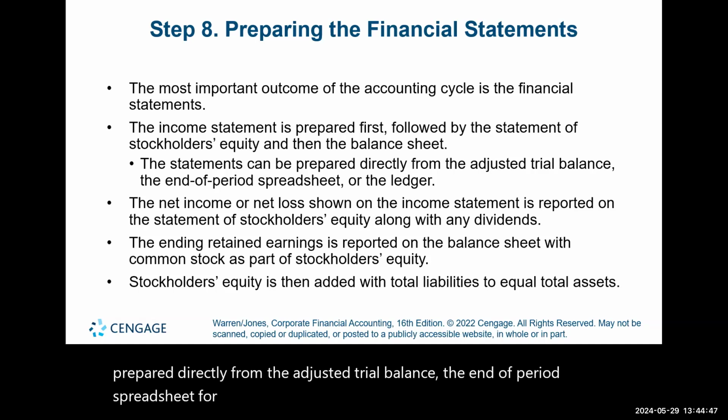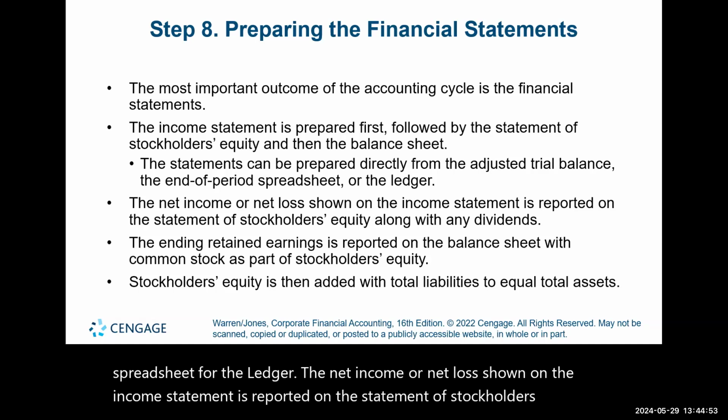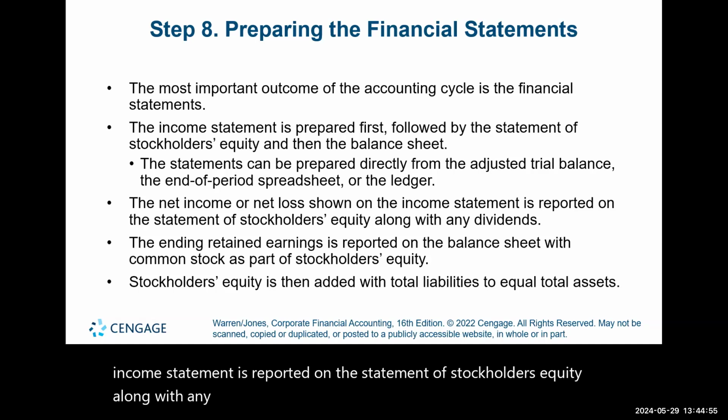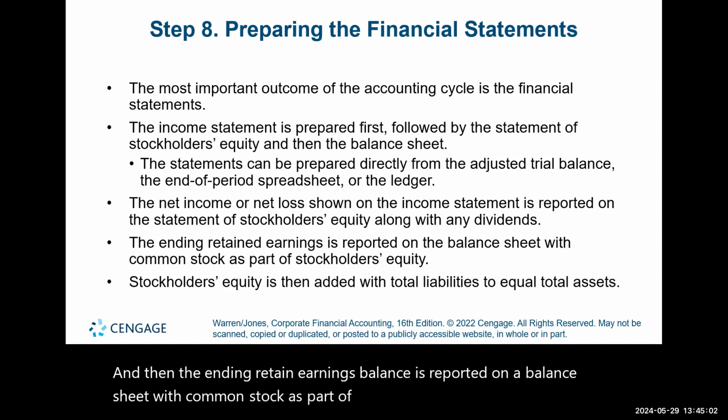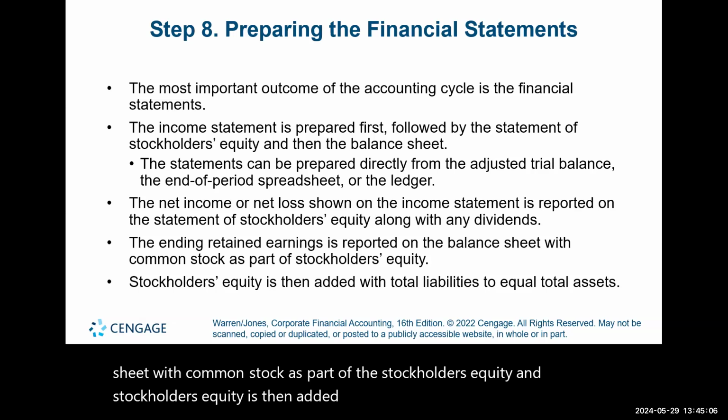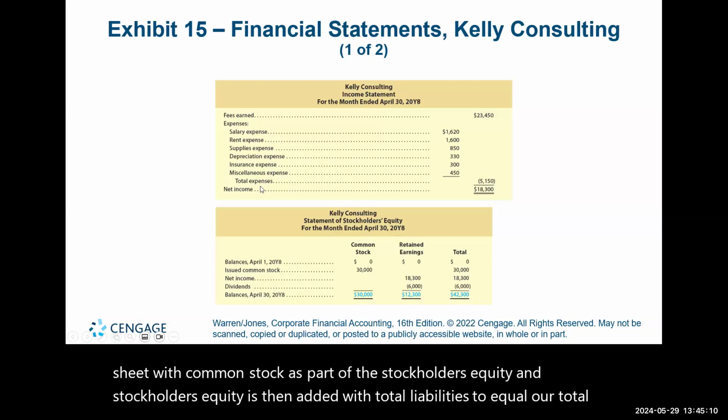The net income or net loss shown on the income statement is reported on the statement of stockholders' equity along with any dividends. And then the ending retained earnings balance is reported on the balance sheet with common stock as part of the stockholders' equity. Stockholders' equity is then added with total liabilities to equal our total assets. So here we see our financial statements.